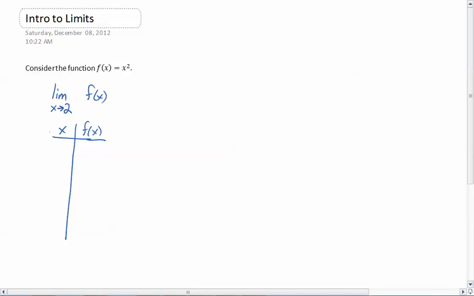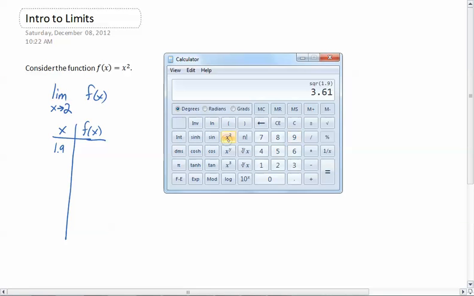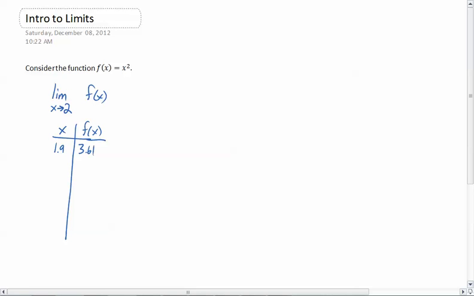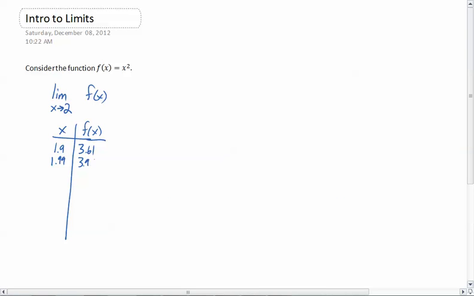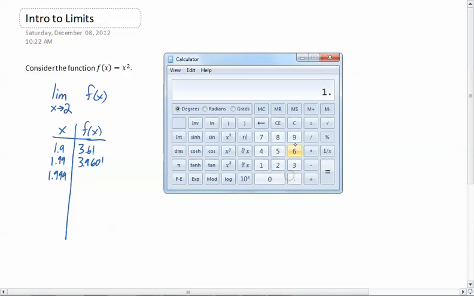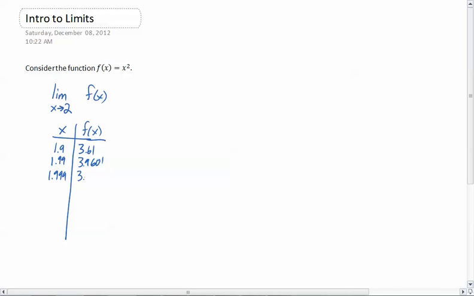Now, if we do that from the left-hand side, so that would be a little bit less than 2, maybe I'll start at 1.9. And so I'll put 1.9 in, and I'll go 1.9 squared, which is 3.61. And then I'll go 1.99, which is going to get a little bit closer to 2. So now I'll go 1.99 squared, and I got 3.9601. And then I'll go 1.999 squared. And so that's the idea behind the limit, is that we'll just keep getting closer and closer, 3.996 now.